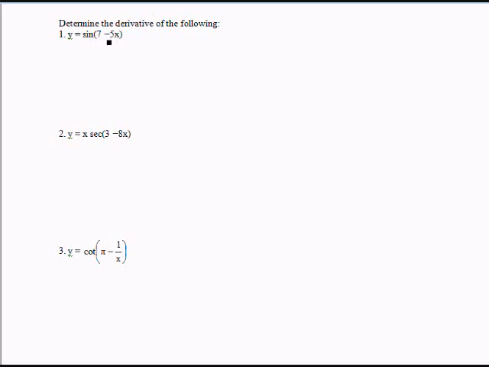Okay, here's some more chain rule examples, except this time we're dealing mostly with trig functions where our outer function is the trig function in this case, and our inner function is a linear function. So the derivative of the outer function is just cos, the derivative of the inner function is just -5.